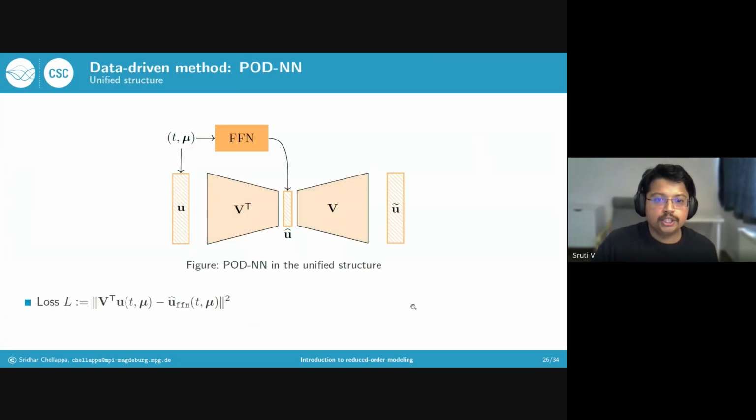In the unified structure, this is how POD-NN looks. The NN stands for neural network, and that's where the feed-forward neural network comes in. So we have the same POD-based encoding and decoding paths, but now we also have this additional hyper network, which learns the mapping from the time and the parameter to the reduced coefficients. So in the online stage, we just use this path. So we map a U hat and then use the decoder to obtain a reconstruction.